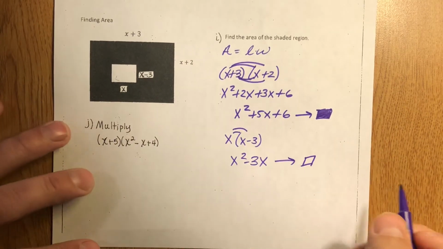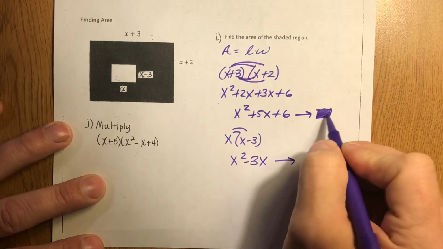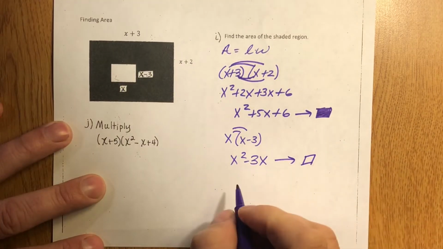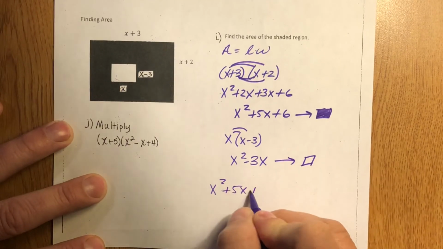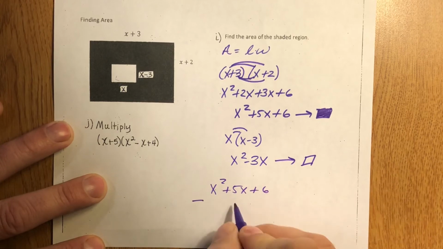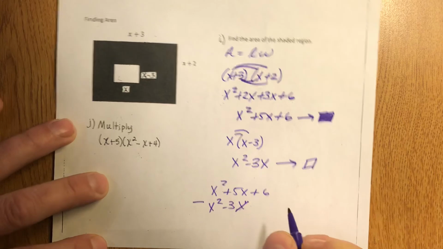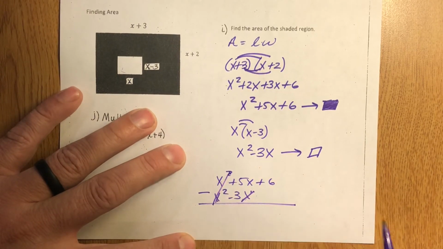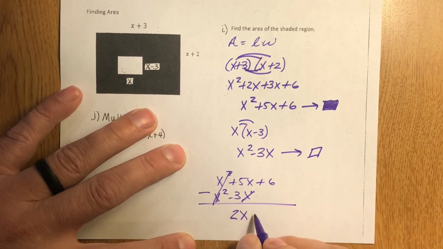So what I'm going to need to do is take the whole shaded part and subtract just that little white rectangle. So I'm going to take x squared plus 5x plus 6, and I'm going to subtract x squared minus 3x. I can just stack them vertically like that. X squared minus x squared, they cancel out. 5x minus 3x is 2x plus 6.